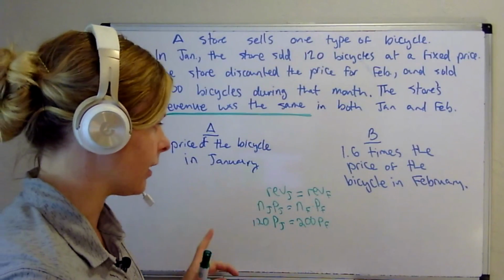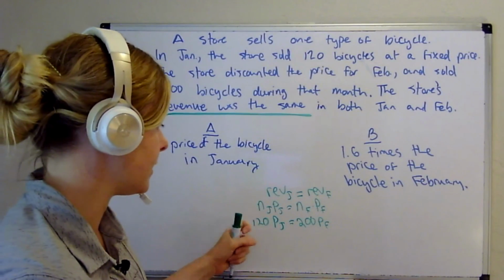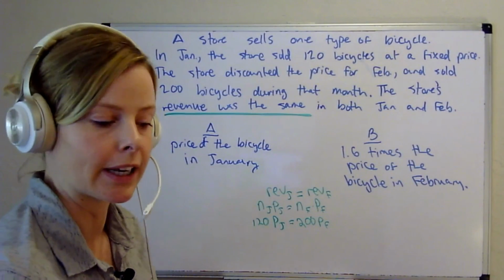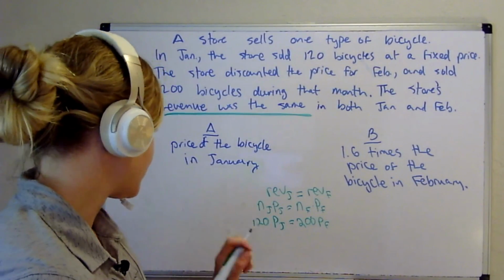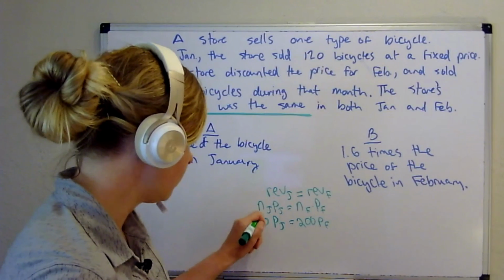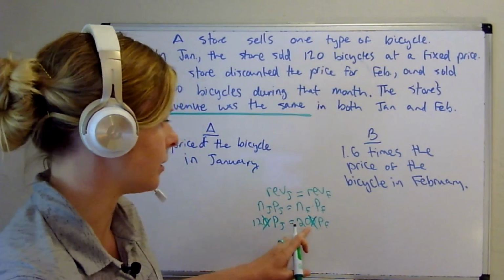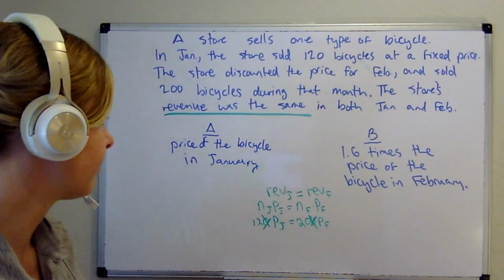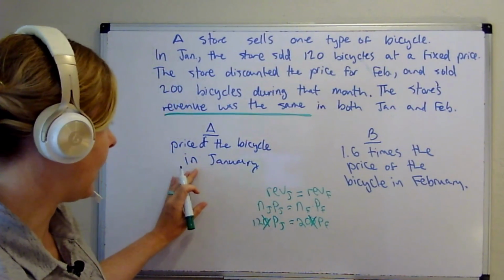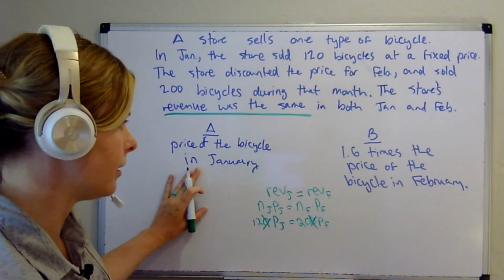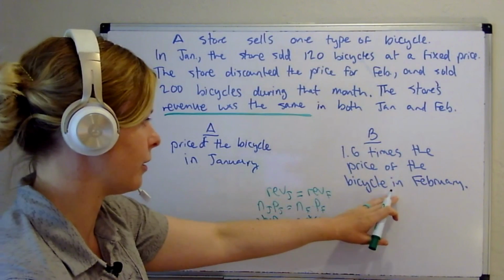But let's make our life even easier. Let's simplify this into its most basic form so that we don't have to deal with big numbers as we get further into the question. First thing I'm going to do is divide both sides by 10. So I will end up with 12 times the price in January is equal to 20 times the price in February. And then looking ahead, I can see that I'm just going to be dealing with this price in January, right? And I'm going to have to do some fancy stuff with the price in February.